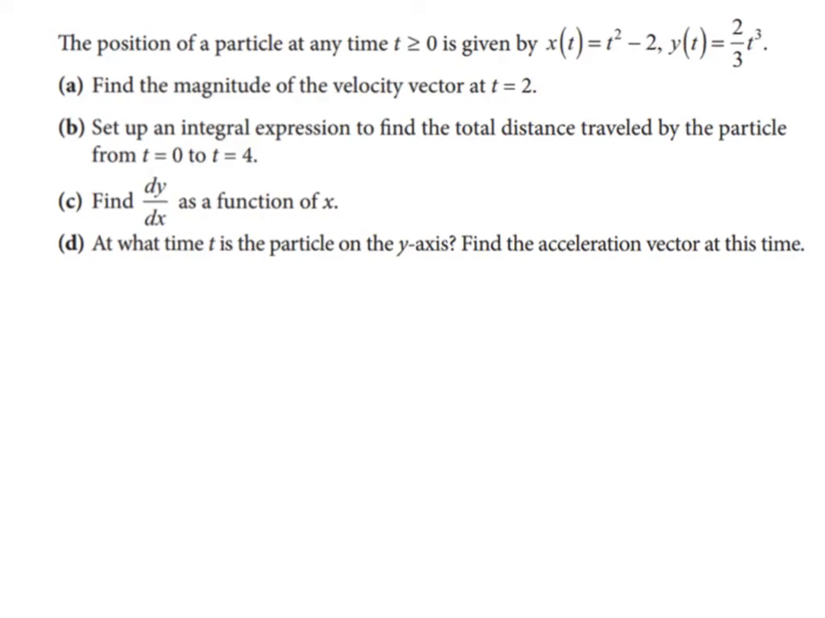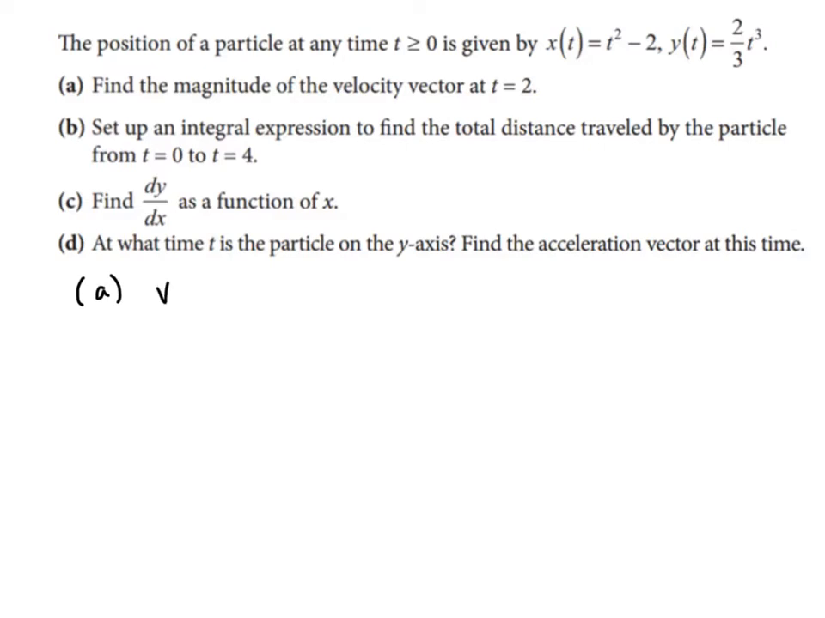In this video, we're going to look at a couple of questions from an AP curriculum module about parametrics, but it's a good preparation for the AP exam. We've been given the position of a particle, you see x of t and y of t, so we have position. So finding the magnitude of the velocity vector. Okay, so we should get the velocity vector.